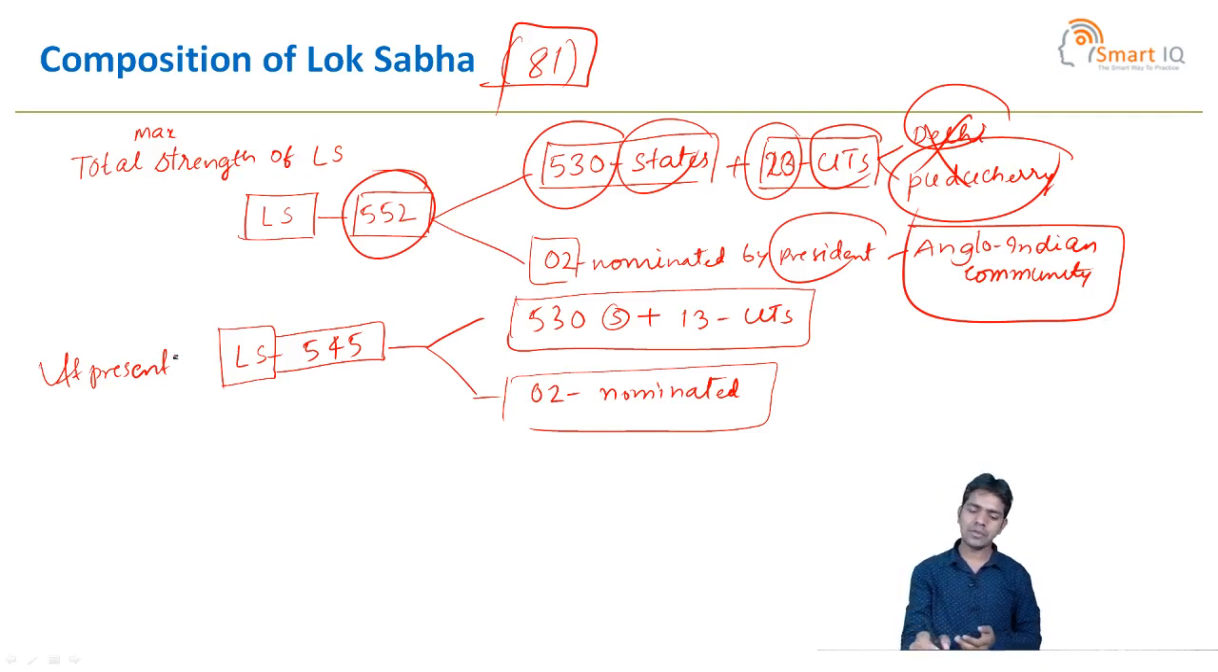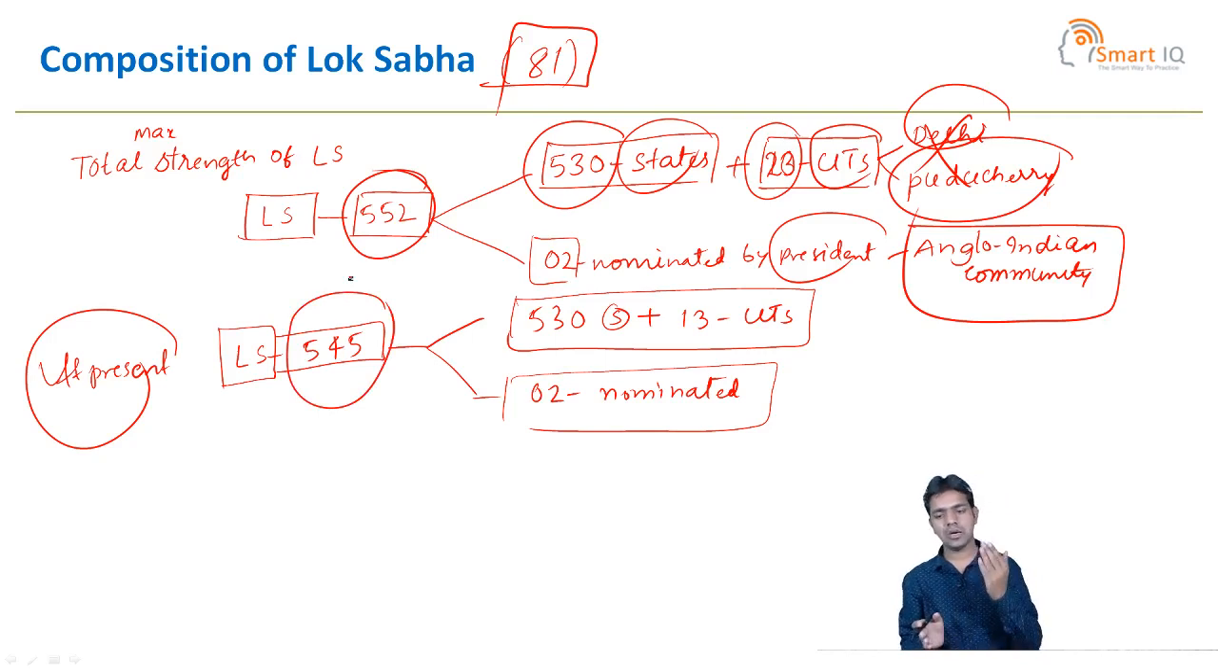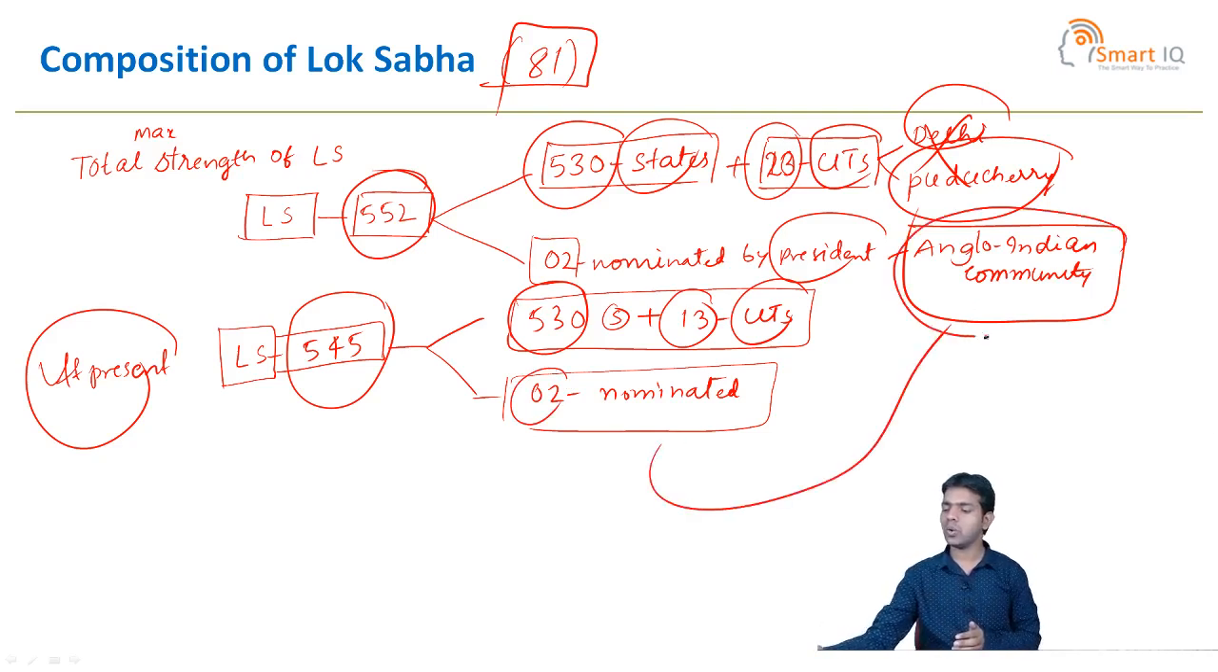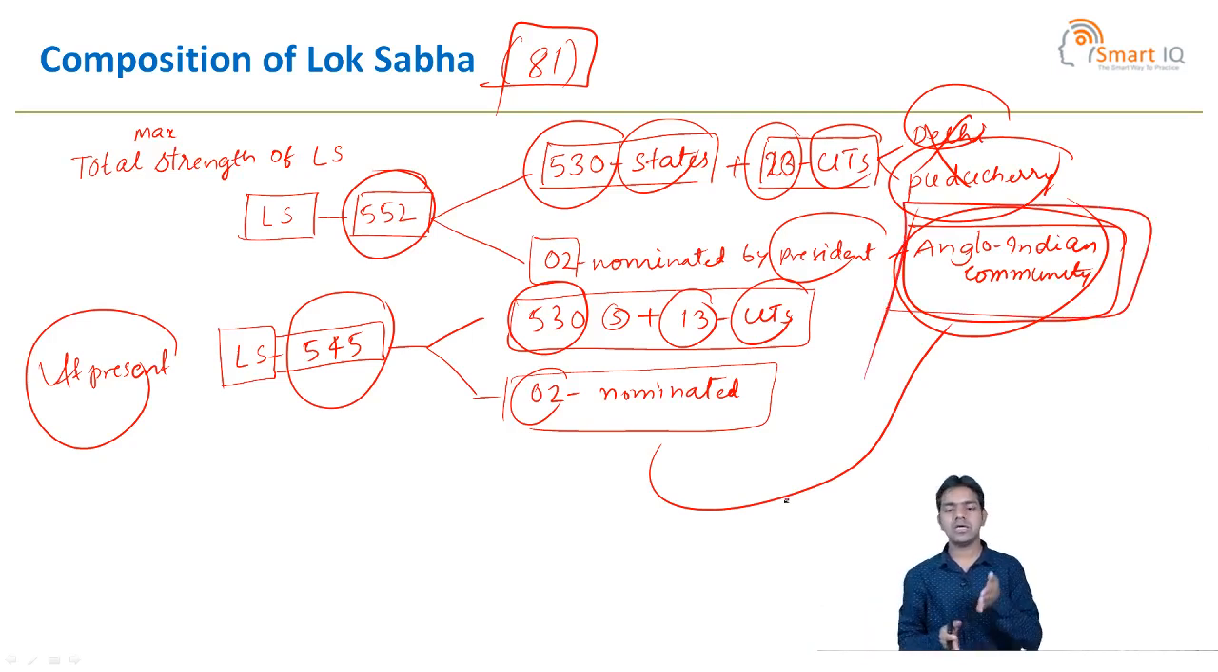At present, 545 is the total strength of the Lok Sabha. Of the 545 members, 530 represent the states and 13 represent the union territories, and 2 members are nominated by the President of India from the Anglo-Indian community. So this is the composition of the Lok Sabha under Article 81 of the Indian Constitution.